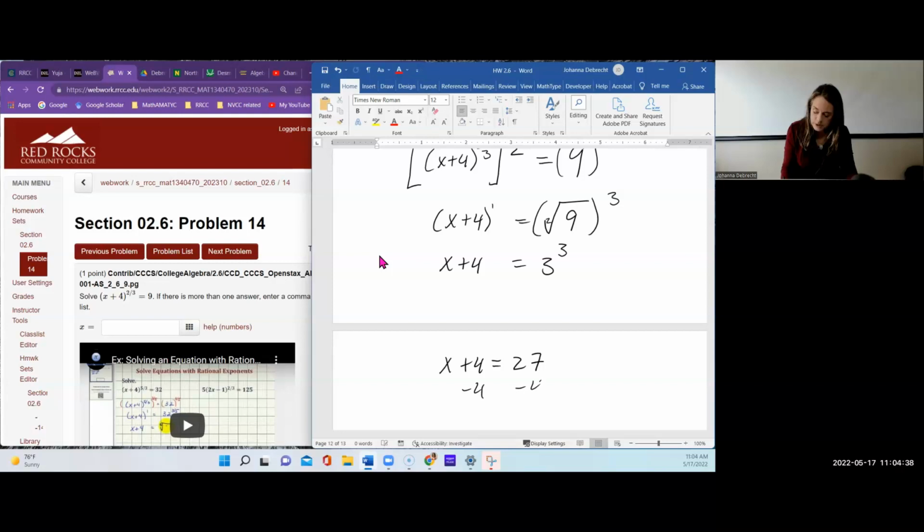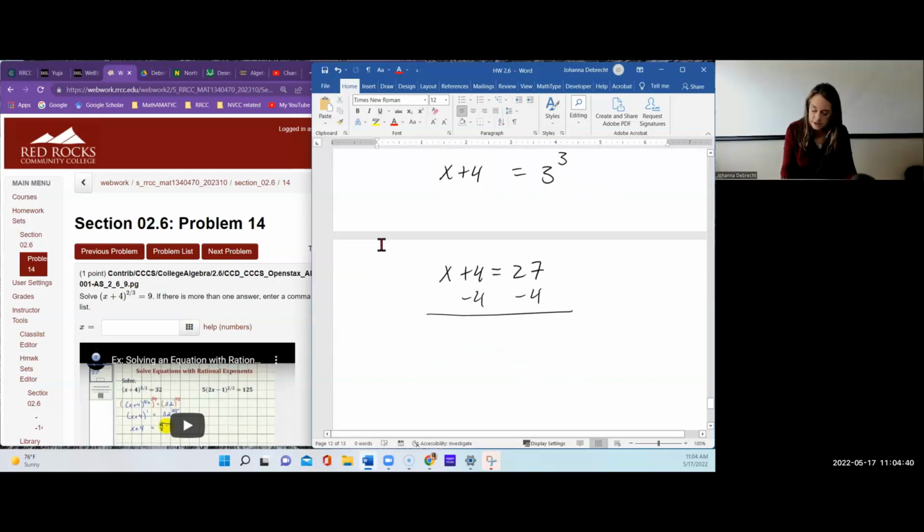Subtracting 4 from both sides of the equation leads to x equals 23. Now we can think about this. Does this work? 23 plus 4 is 27. Raised to the 2/3 power, the 1/3 power represents the cube root. The cube root of 27 is 3, and 3 squared is 9. So it definitely works.